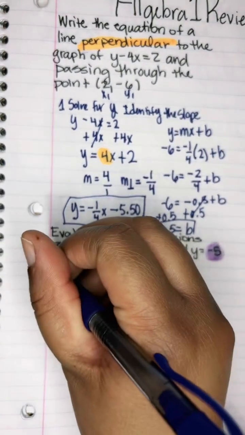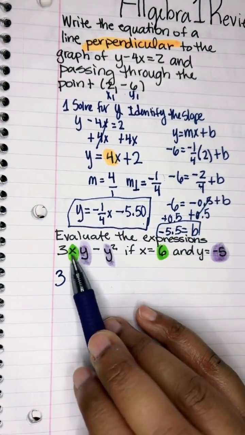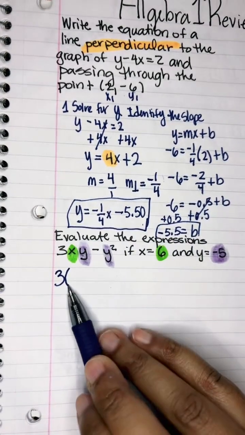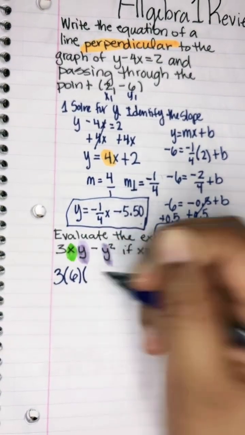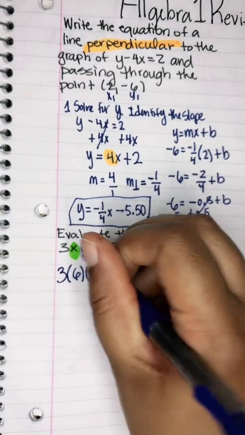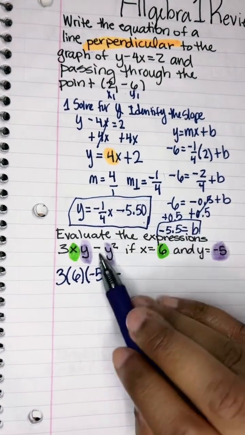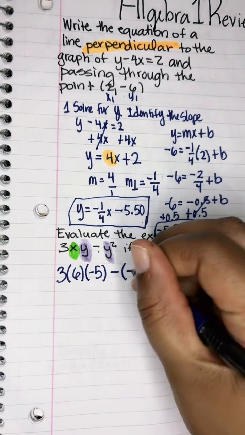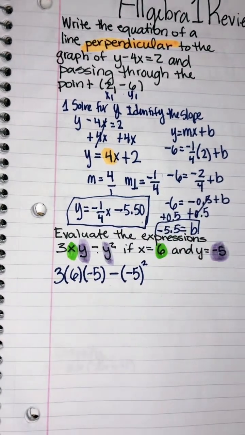So we could write this as 3. Remember, these are all squished together, so the operation is multiplication. So I'm going to put a parenthesis because I'm going to plug in 6 times, they're all multiplied together, -5 minus from the expression. Then this is the y, so I'm going to plug in a -5 to the second power.